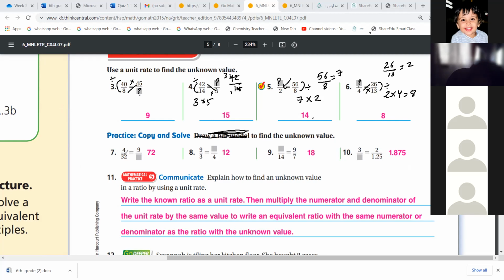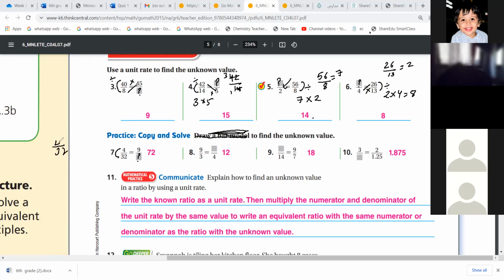Look here. Question number 7. What should I divide? Here it is a question mark. What should I do? First, you will divide 32 divided by 4 because the question mark is there down. 32 divided by 4. Very good. I get 8. Then what should I do to the 8? You will multiply with? Multiply by 9, I get 72. Very good.